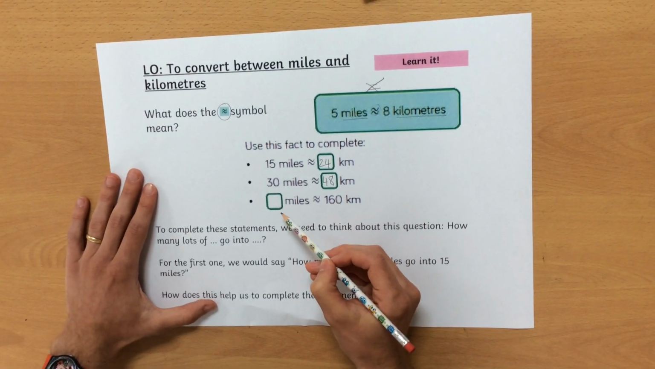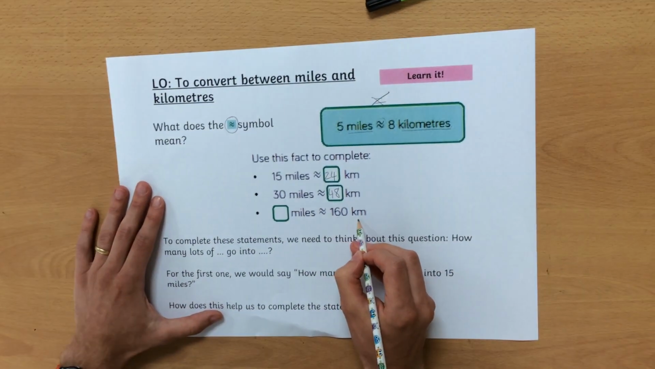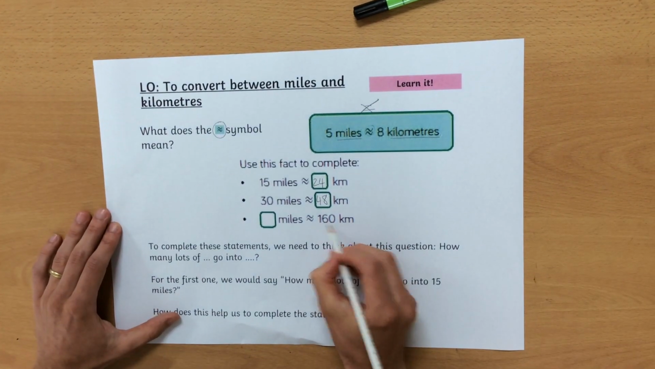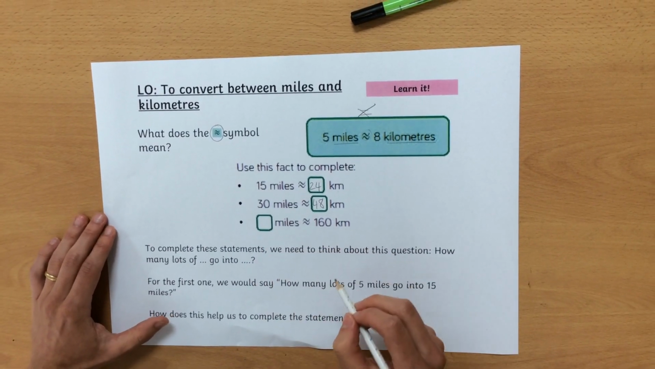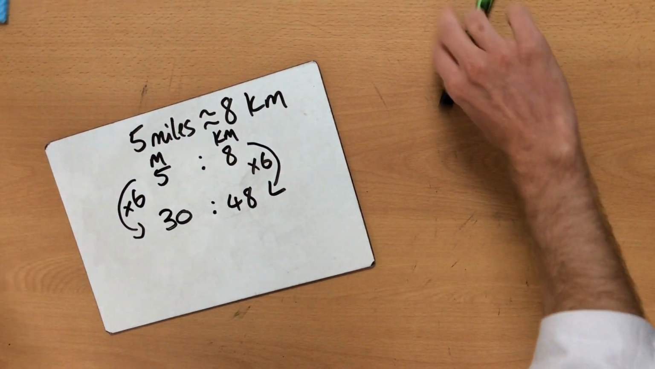Now for our next question, something miles is approximately 160 kilometers. This is a bit of a twist actually, because I've got my kilometers, and I need to calculate my miles. Right, so I'm going to go back to my board with the ratio on.